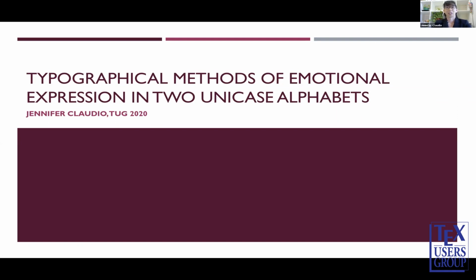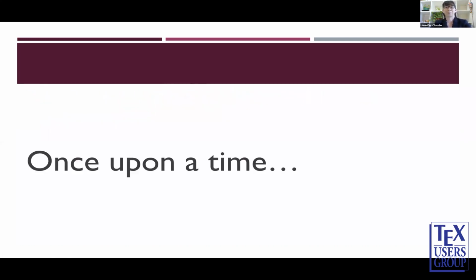Hi, my name is Jennifer Claudio. I'm a teacher at Oak Grove High School in San Jose, California. And for TUG 2020, I'd like to present a talk titled Typographical Methods of Emotional Expression in Two Unicase Alphabets. This talk is about my playful excursions into a couple of alphabets that are different from the Latin alphabet of English. And it will begin with a story, possibly an alphabet story.